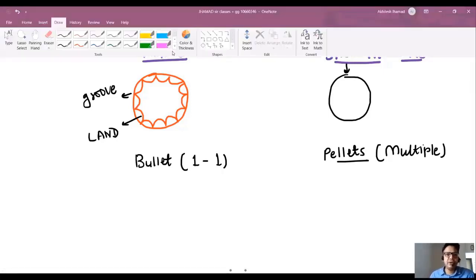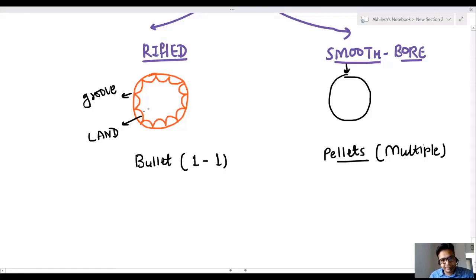The distance between two opposite lands, this distance is known as caliber.